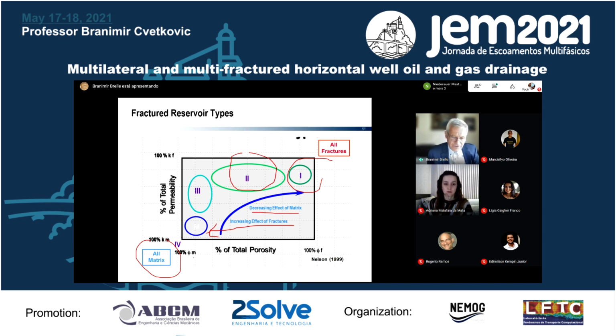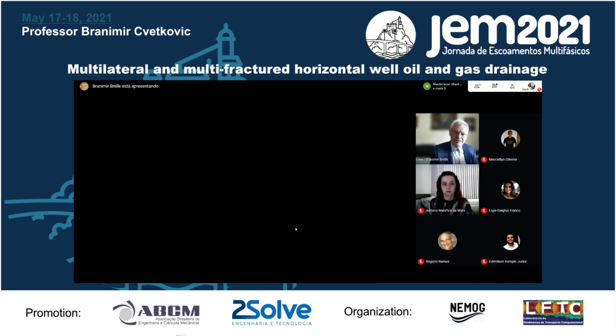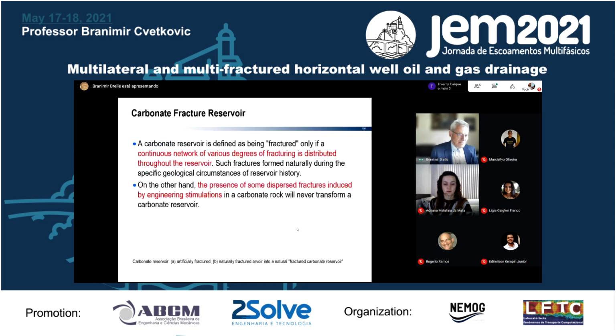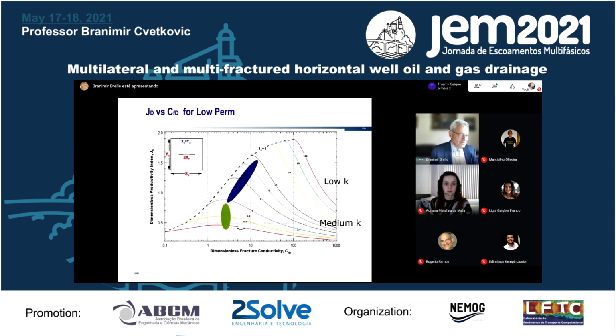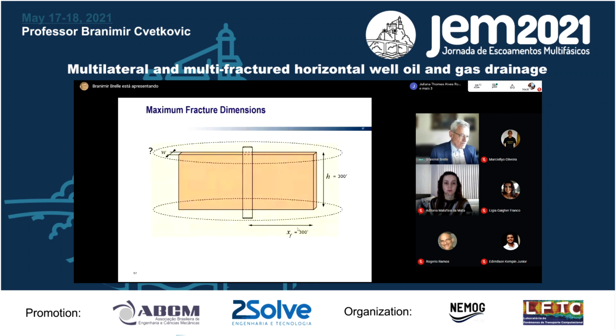So here I have 100% fracture, and here my porosity is 100% fracture. You see, that is how Nelson did this classification. So this is my total porosity and total permeability in addition to that. So that was all I wanted to present today.